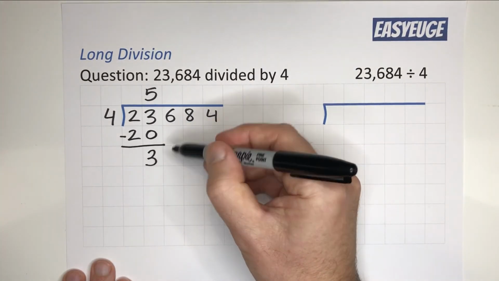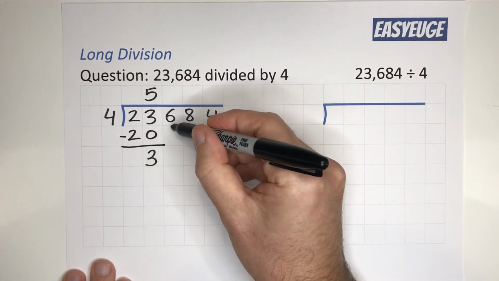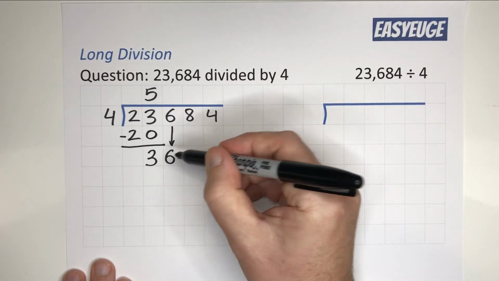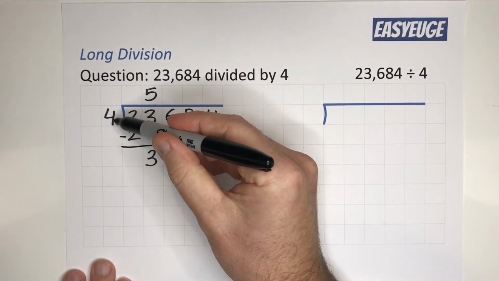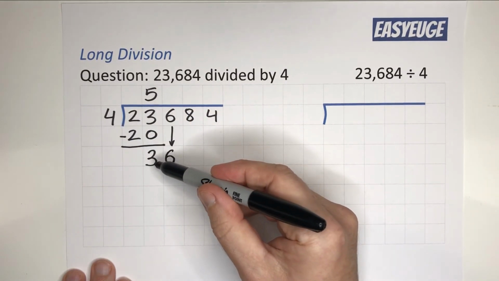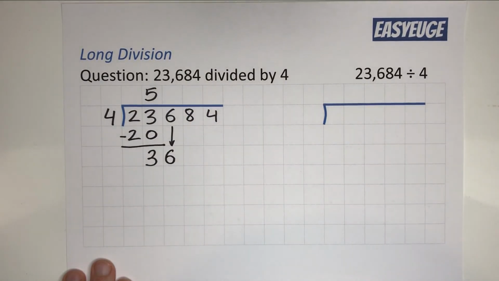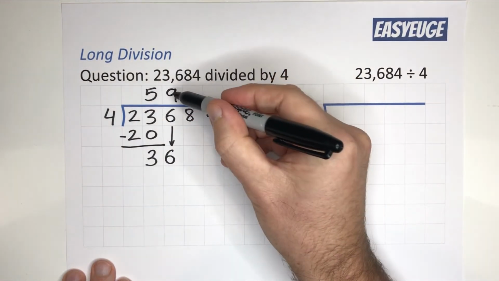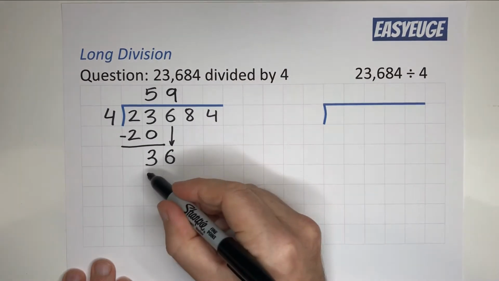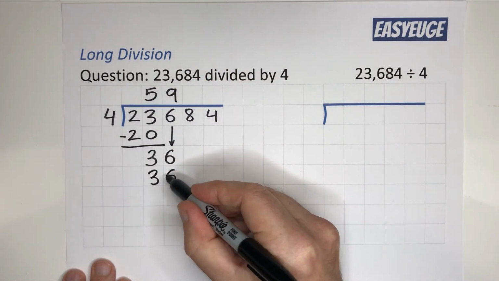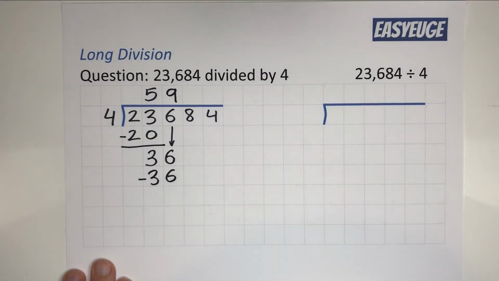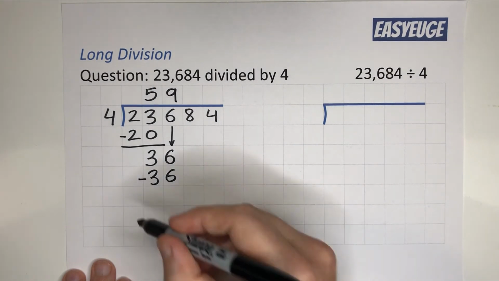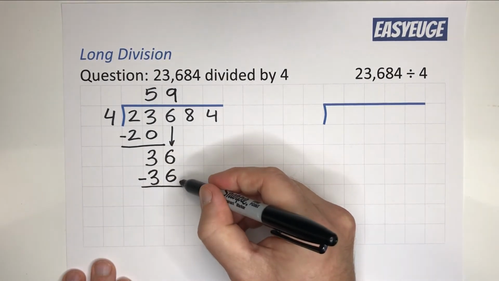Our next question is 36. So we'll drag the 6 down to here. How many times will the number 4 go into 36? Well, I know that 4 9s are 36, so that's really good. So let's put 9 on the top. 9 4s are 36. Let's work out the remainder. So we'll do a subtract. 36 take away 36 is 0.